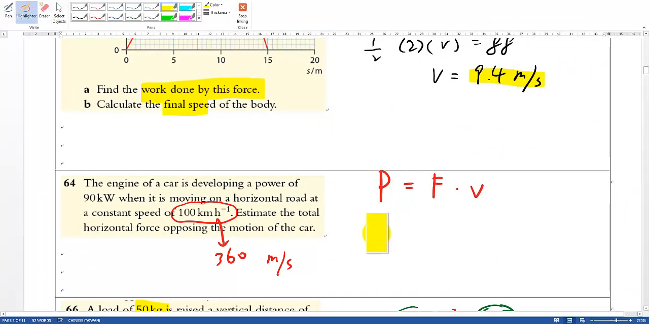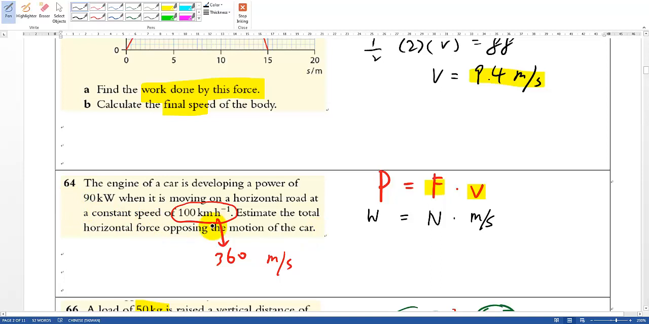Alright, next question. This question is very simple. You just have to use the equation that we proved in the first video, that is power equals force times velocity. Here you just have to pay attention to one thing, the unit for this equation. Power is in watts, and watts is joule per second, by the way. Force has to be in Newton, and velocity has to be in meter per second. This is the SI unit we have to use.